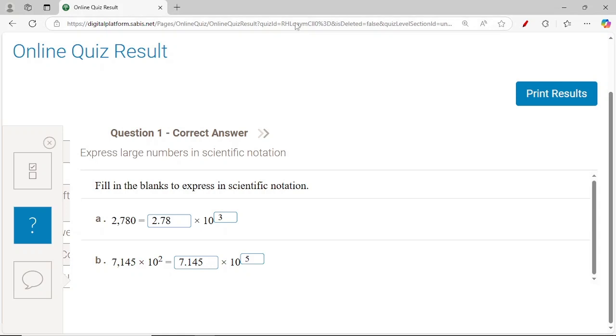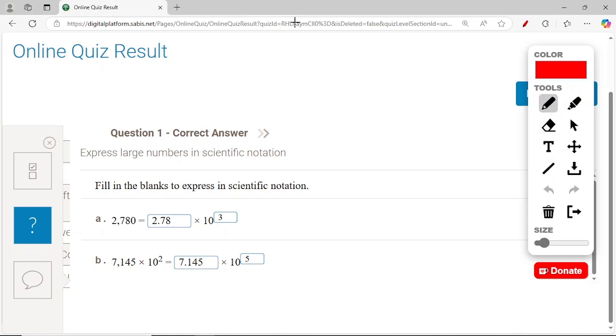Question 1. Fill in the blank to express in scientific notation.